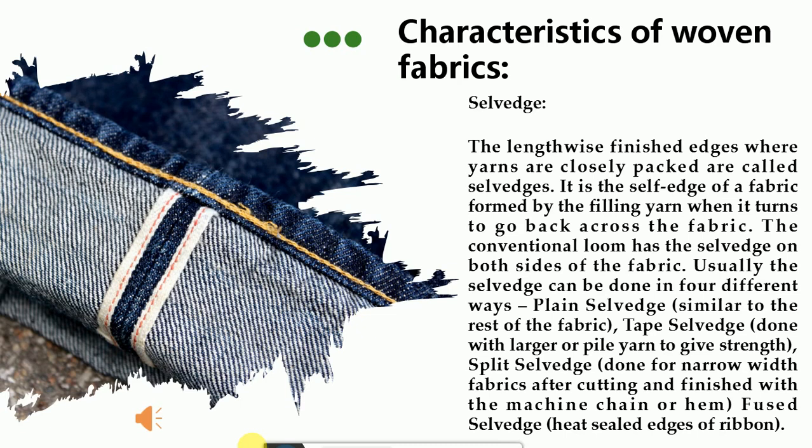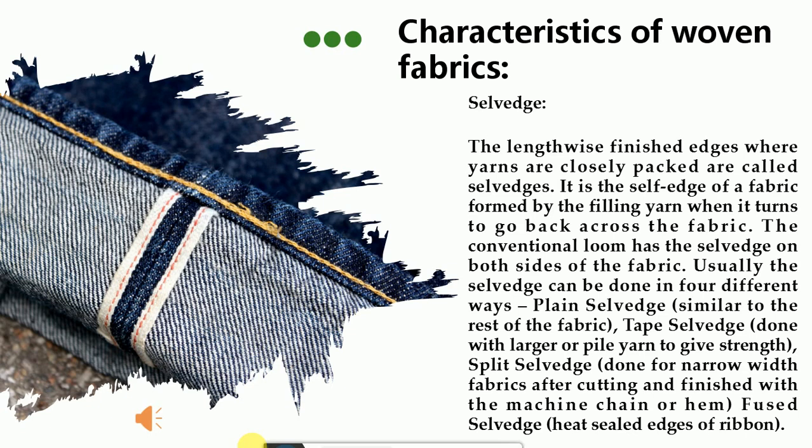Selvage. The lengthwise finished edges when yarns are closely packed are called self edges. It is the self edge of a fabric formed by the filling yarn when it turns to go back across the fabric. The conventional loom has the selvage on both sides of the fabric.